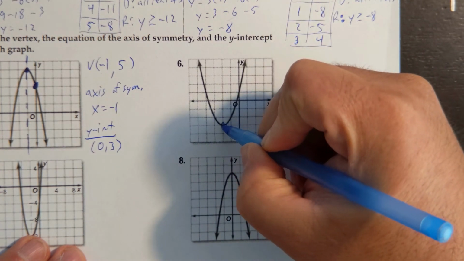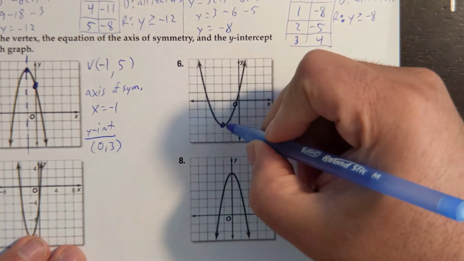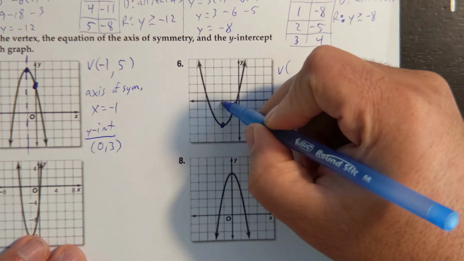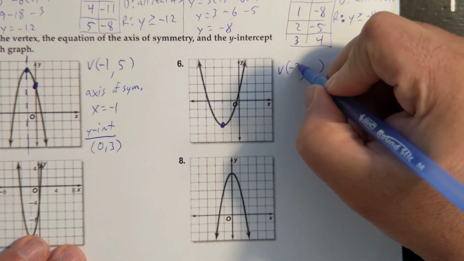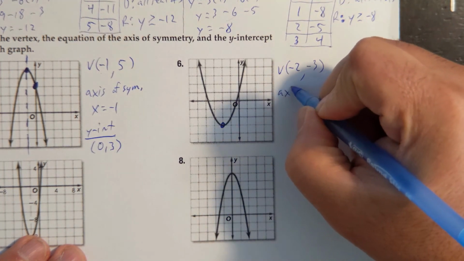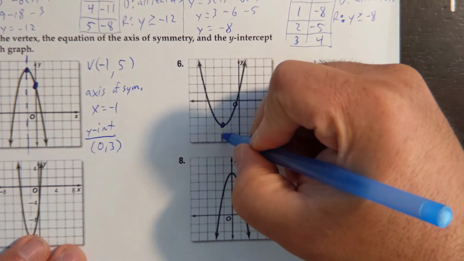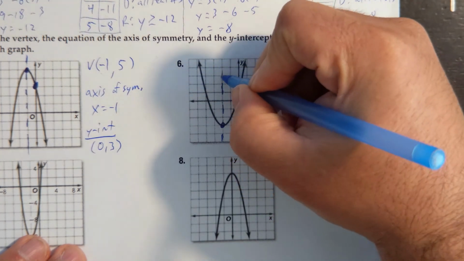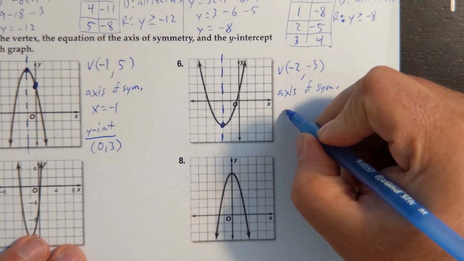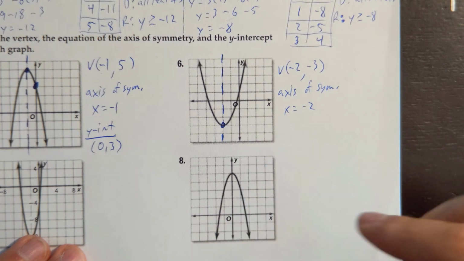Our vertex is right here where it's changing directions. It would also be considered the minimum. This coordinate goes 1, 2 to the left, 1, 2, 3 down. So 2 to the left and 3 down. Our axis of symmetry would be a vertical line that goes through that vertex. So that vertical line is 2 to the left. It'd be x equals -2. That'd be the equation of the line.